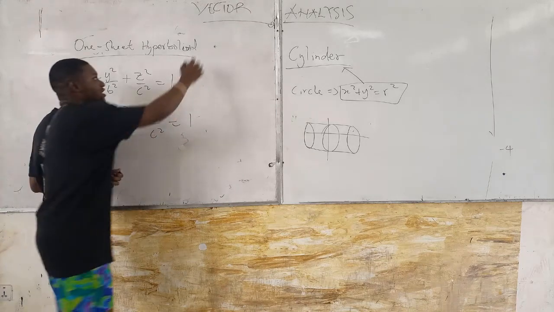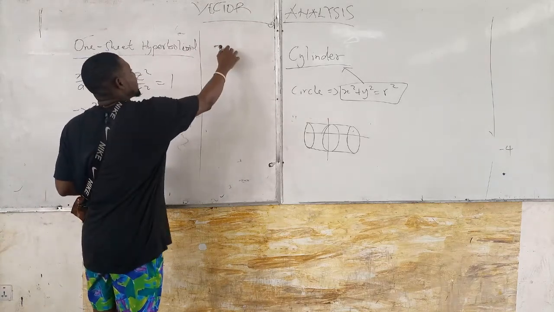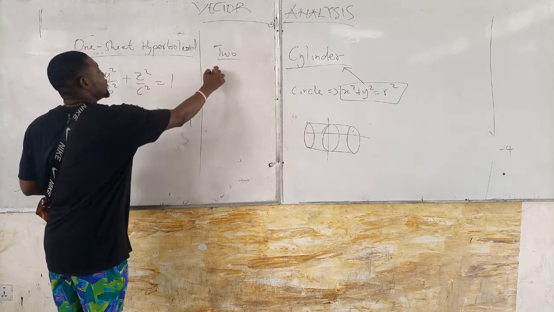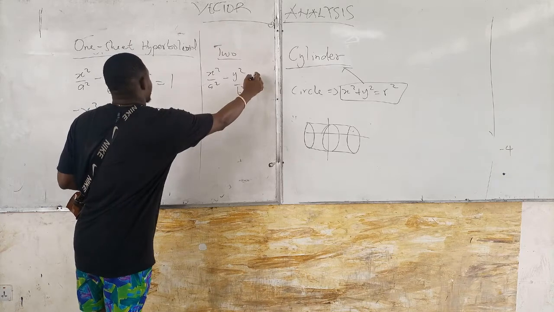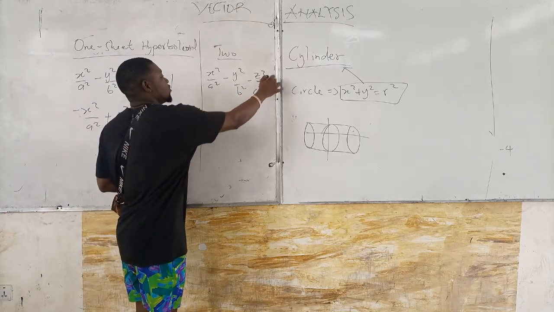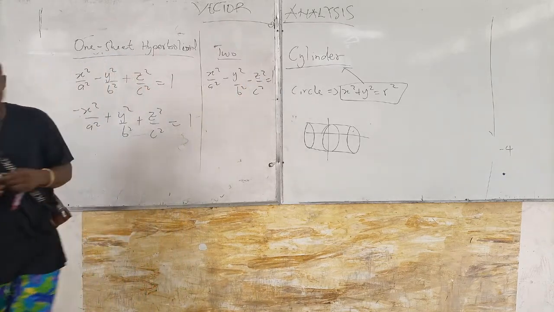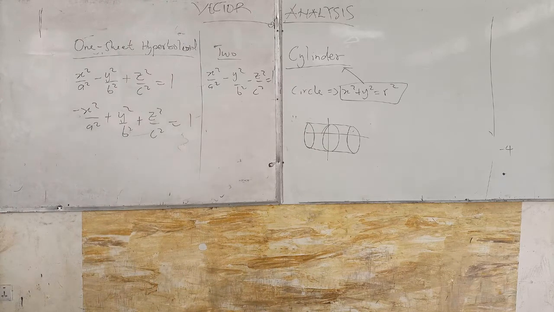Then we have the two sheets. So two of them. This one is going to be directed towards the other one, the X, so here to the positive one.